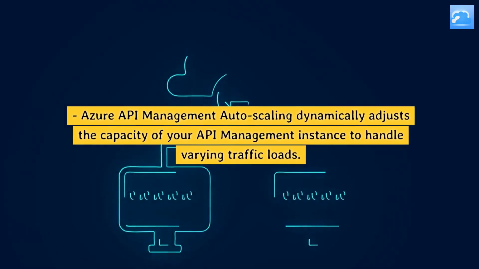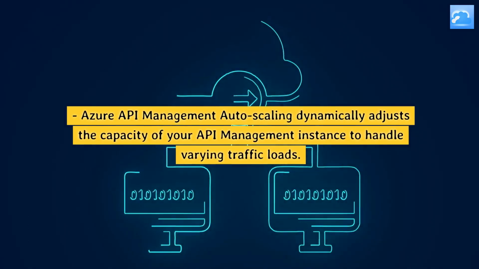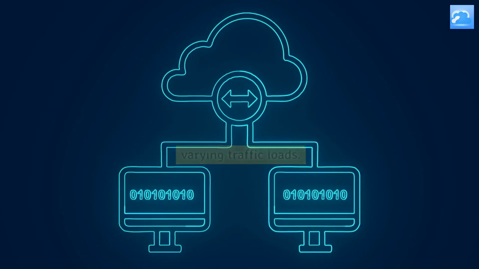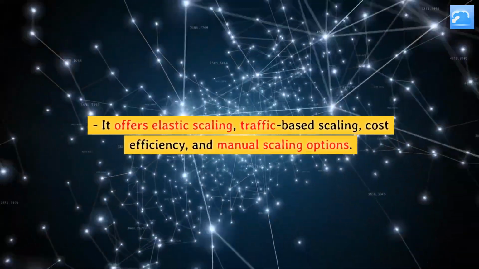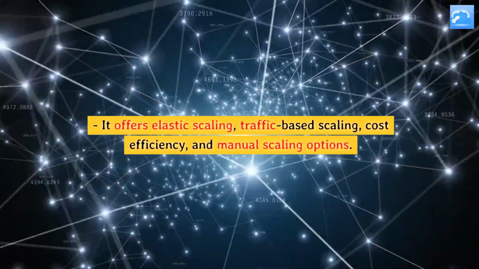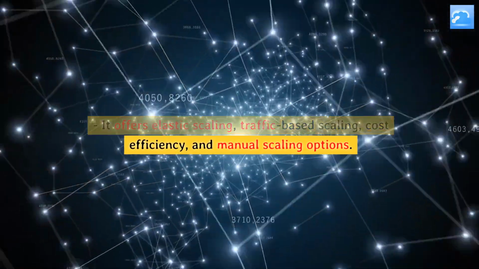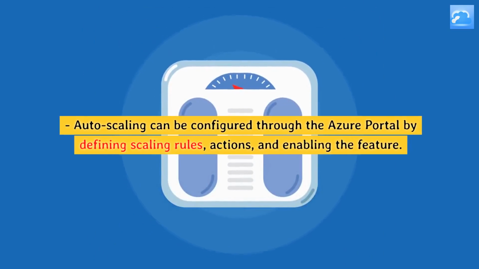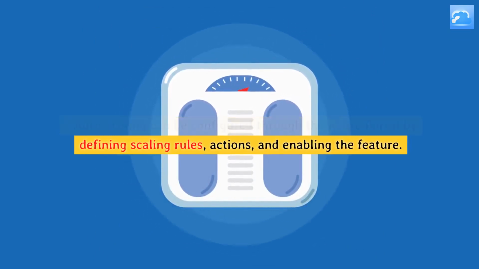Summary: Azure API Management Auto-Scaling dynamically adjusts the capacity of your API management instance to handle varying traffic loads. It offers elastic scaling, traffic-based scaling, cost efficiency, and manual scaling options. Auto-scaling can be configured through the Azure portal by defining scaling rules, actions, and enabling the feature.